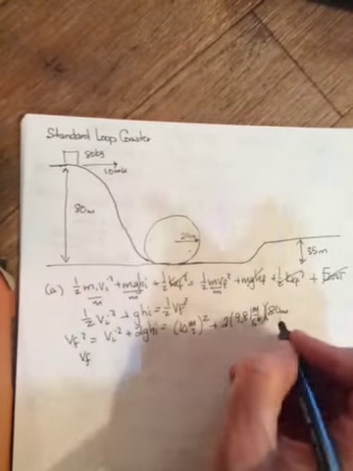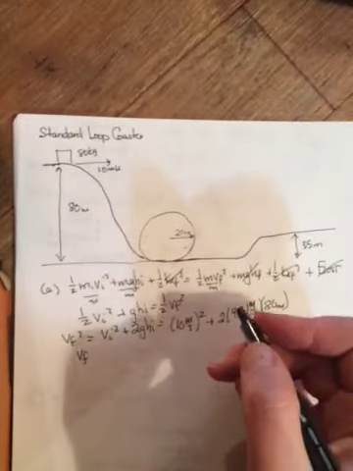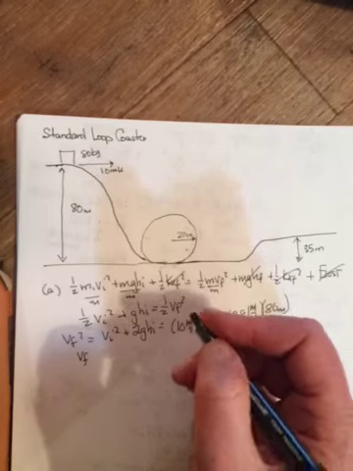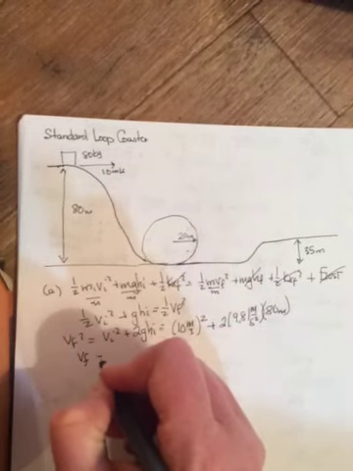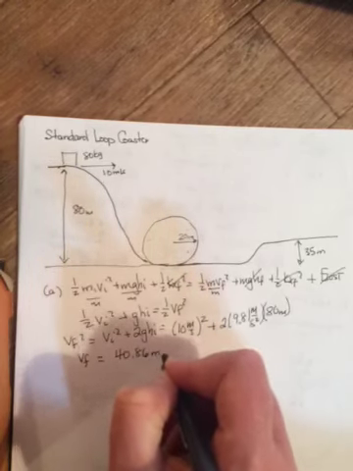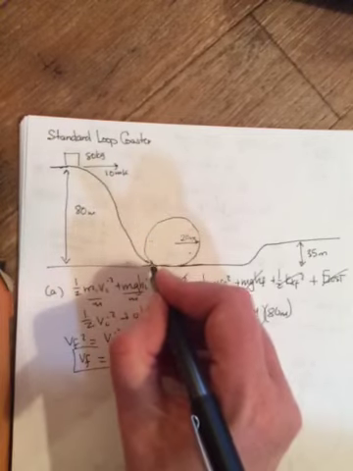Remember, that'll be v final squared, so 80 meters times 2 times 9.81, plus 100, about 1,660. Take the square root, 40.86 perhaps meters per second. Okay, that's part A, the speed at the bottom.